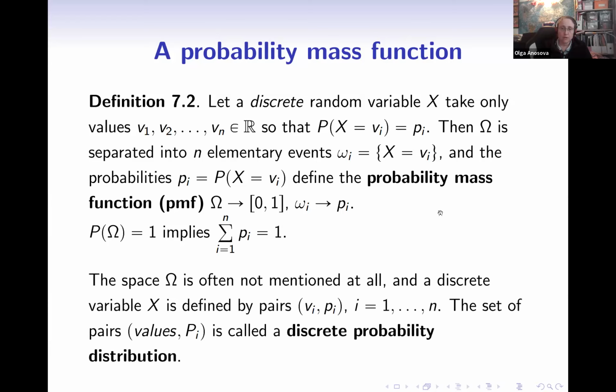And usually we just deal with random variables, sort of missing the step of defining the very basic blocks of basic probabilities and the initial space. And we just consider, in fact, a random variable, which is then a pair of all possible values of this random variable and all possible probabilities. So that's how we define a discrete probability distribution.